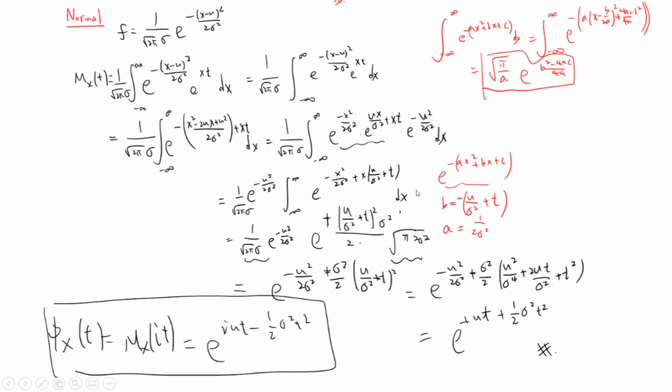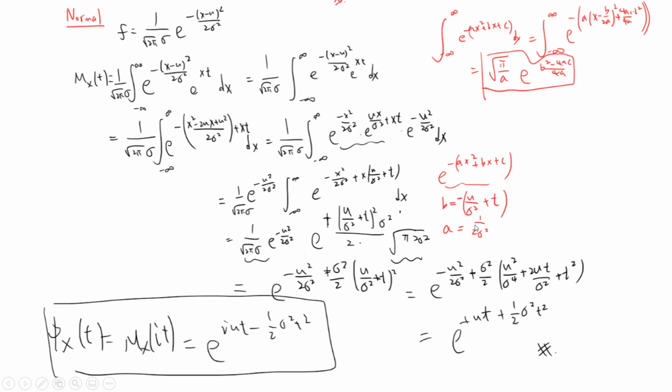So we get this. Now a is the first term, right? So it's 1 divided by 2 sigma squared, and b is negative mu divided by sigma squared plus t, and c is 0. So we can use this formula. We just use b squared divided by 4a, because c is 0. Okay, so we get this divided by 4a.